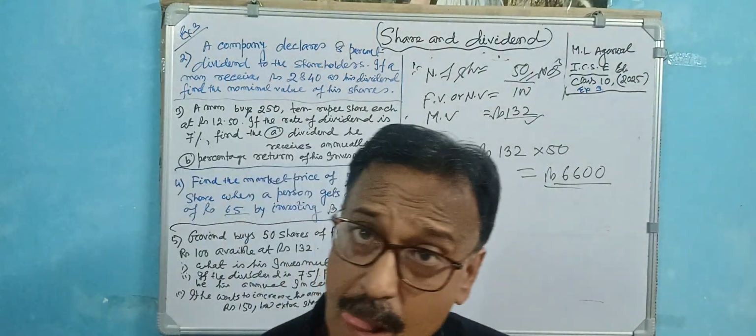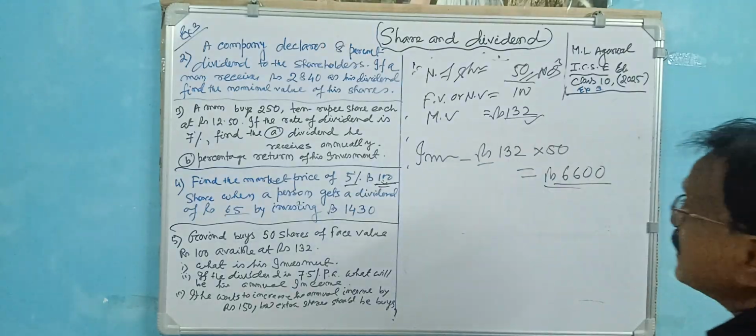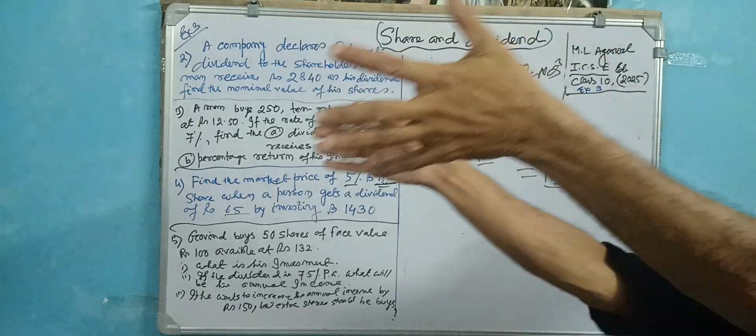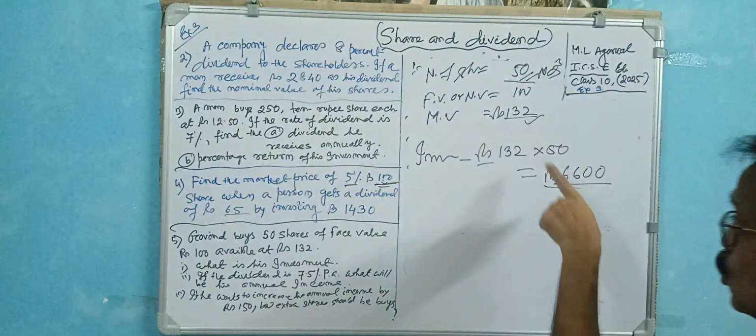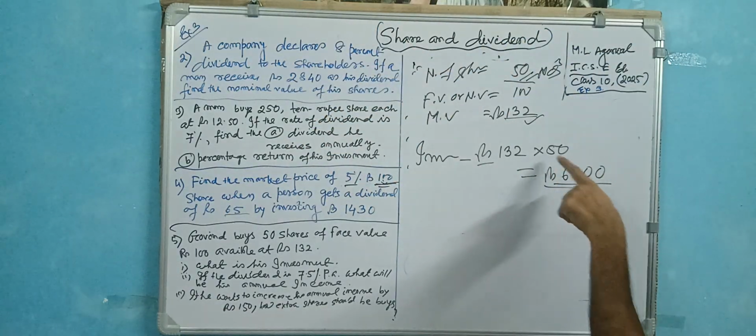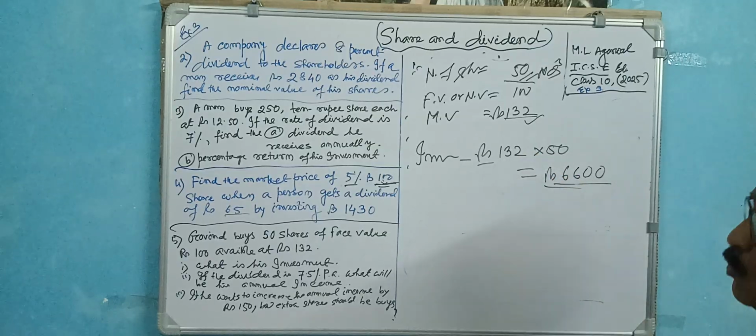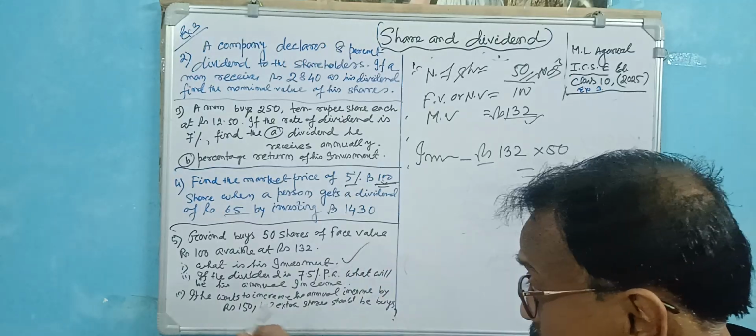This is the investment. Per share, what is the market value? Per share is 132, number of shares is 50, what is the total investment in a company? So 132 into 50, okay, the total investment, first thing is okay.